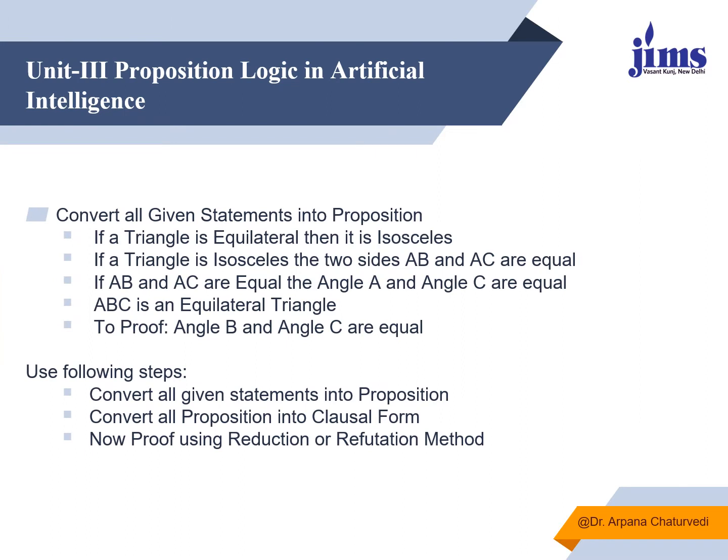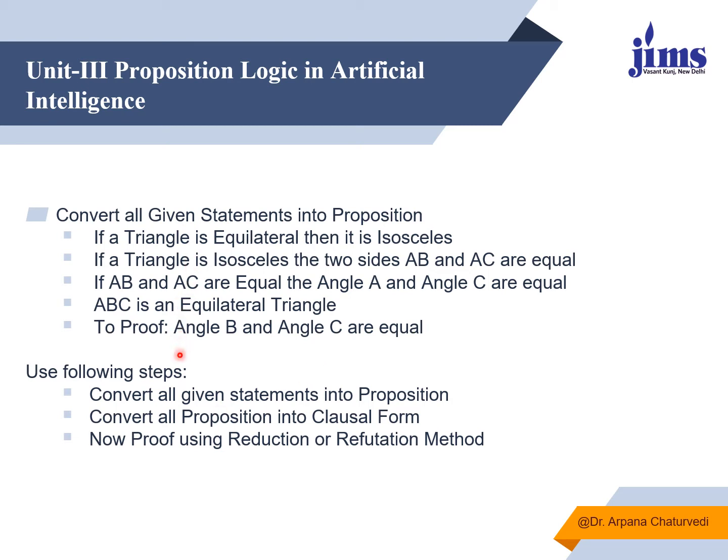Now let's see one of the examples. Let's say we are given: if a triangle is equilateral, then it is isosceles. Another propositional statement given to us is: if a triangle is isosceles, the two sides AB and AC are equal. If AB and AC are equal, we can say angle B and angle C are also equal. And the fourth sentence given is: ABC is an equilateral triangle. We have to prove that angle B and angle C are equal.